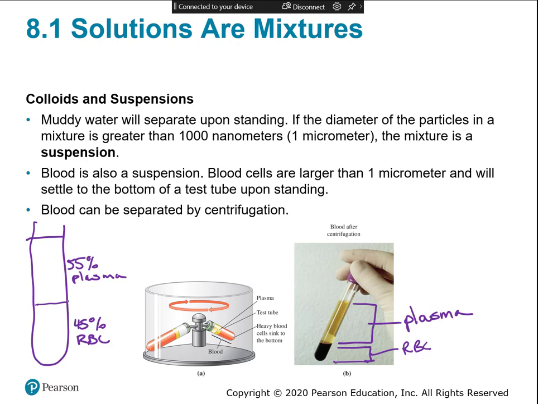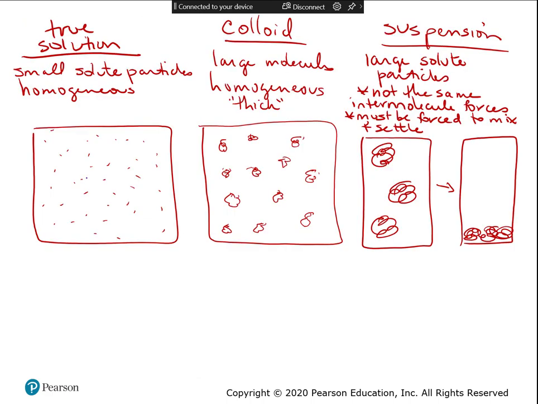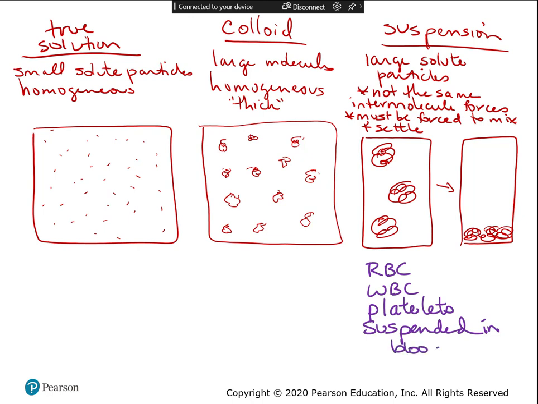The only way to keep a suspension mixed is by shaking it, by agitating it. So your red blood cells, white blood cells, and platelets stay mixed in the blood. Well, they don't stay dissolved. They stay mixed in the blood because the blood's constantly moving. So red blood cells, white blood cells, platelets, these are all suspended in the blood, and it's always moving.